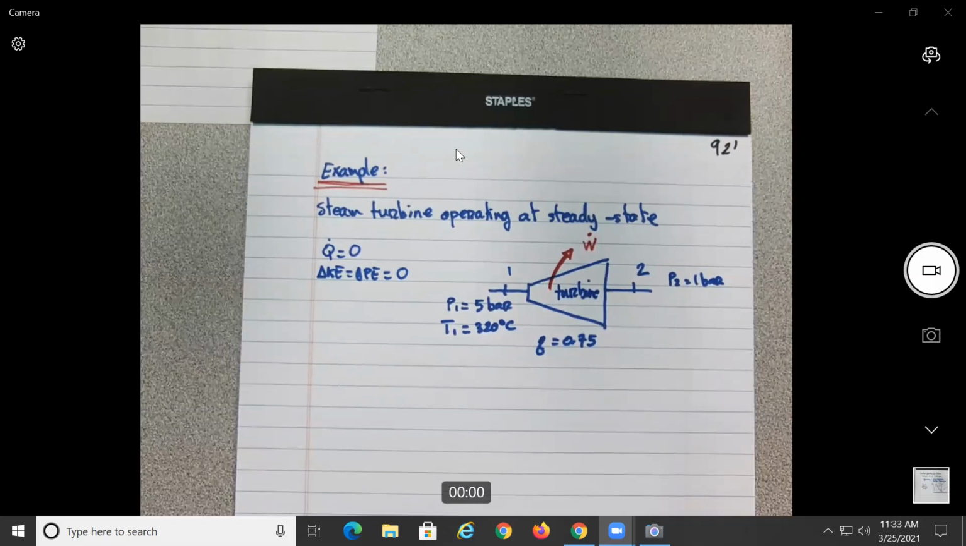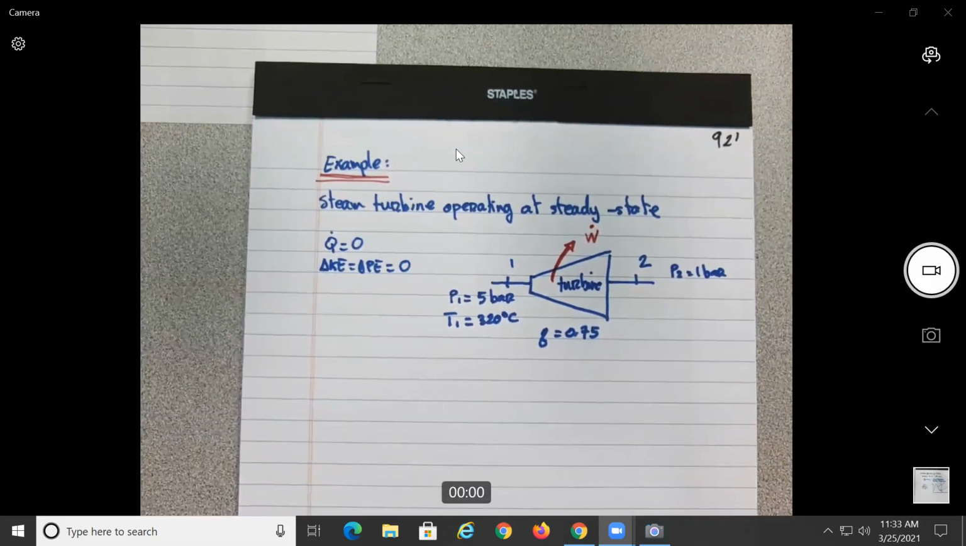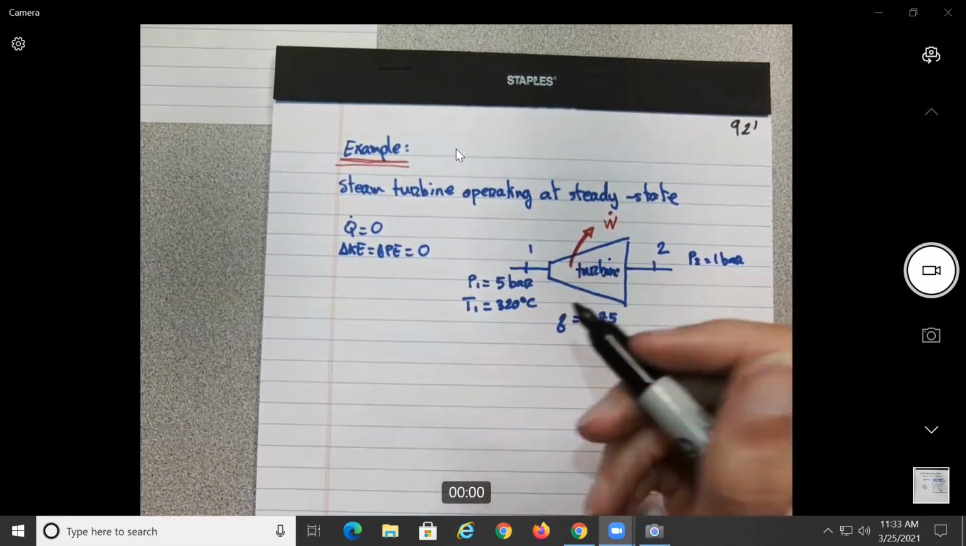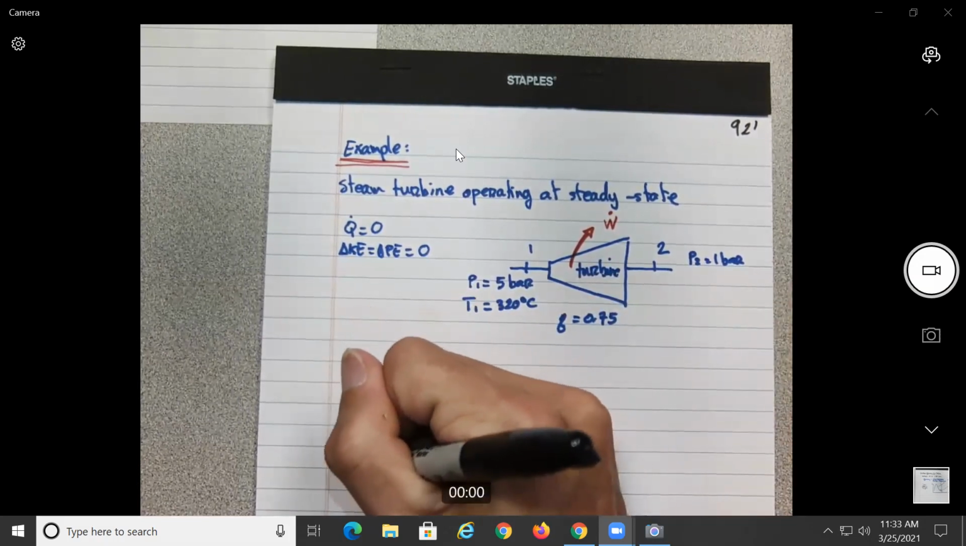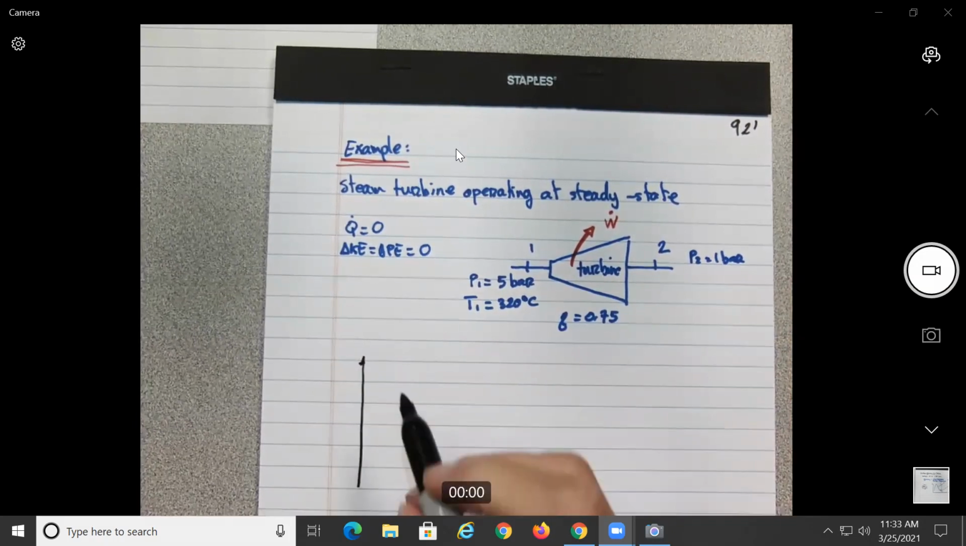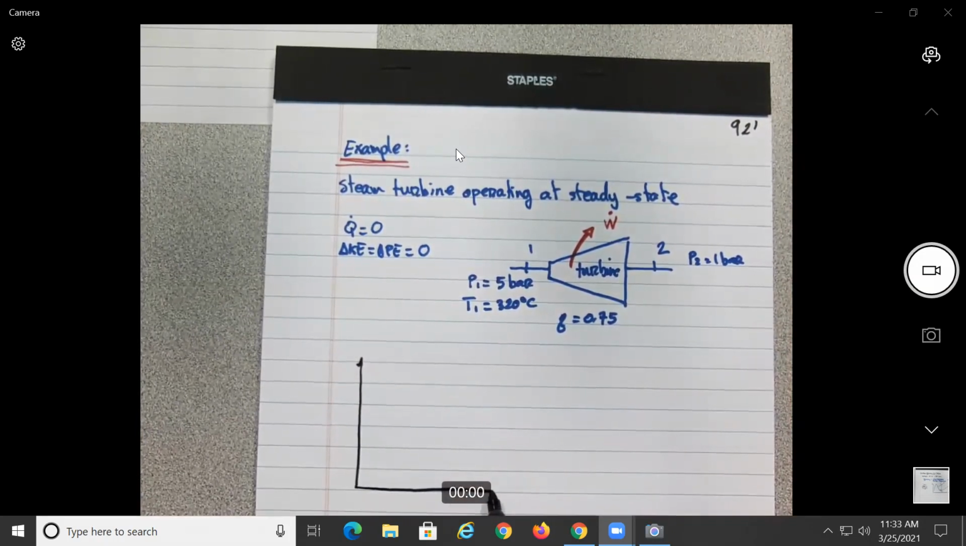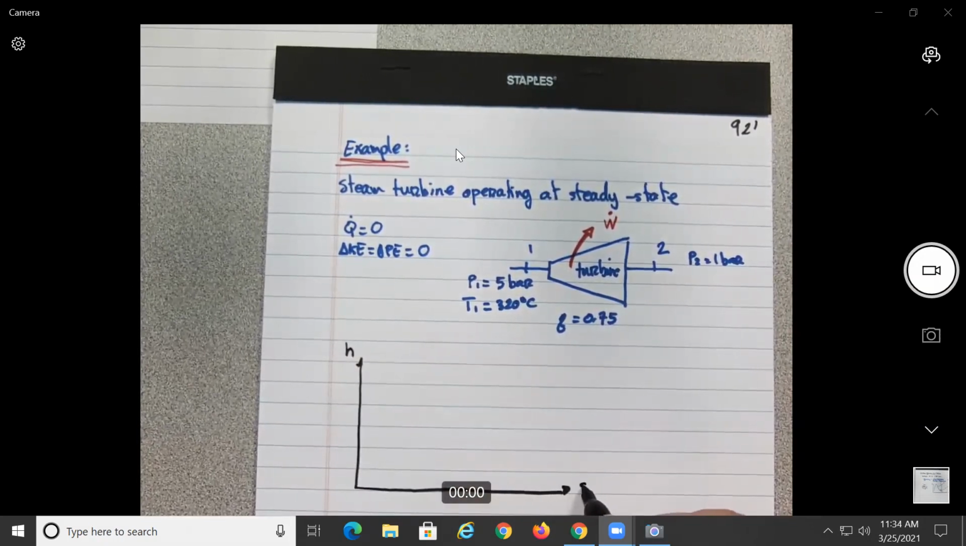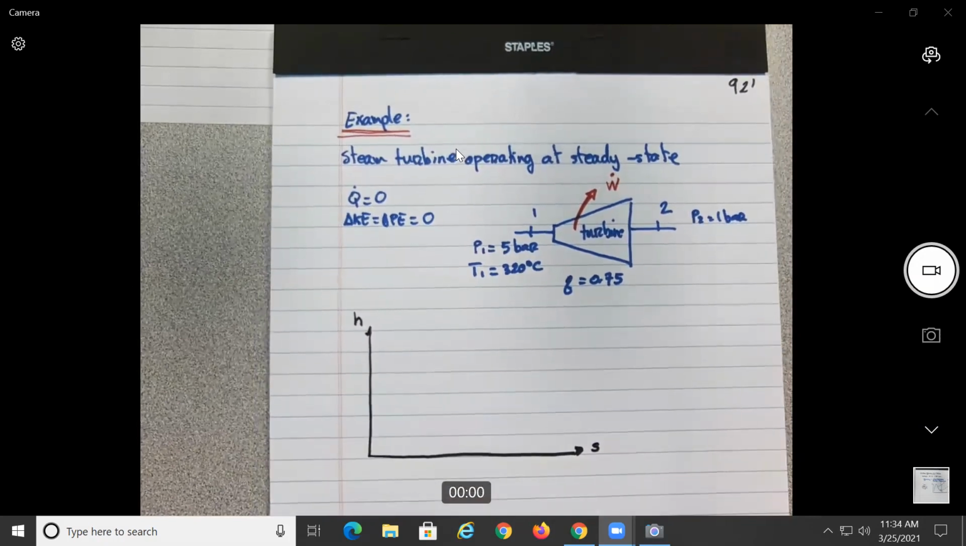Okay, so obviously this is just a direct application of what we just did. So it's not going to be anything different. So let's do the figure very quickly, h and s. But maybe before, let's check something. We know it's steam. So what is the substance? Water, no? Okay. So initially, what is the pressure? 5. So I have no idea.